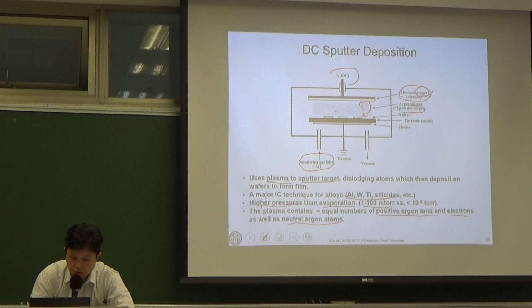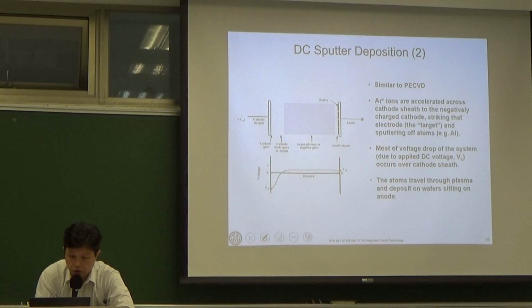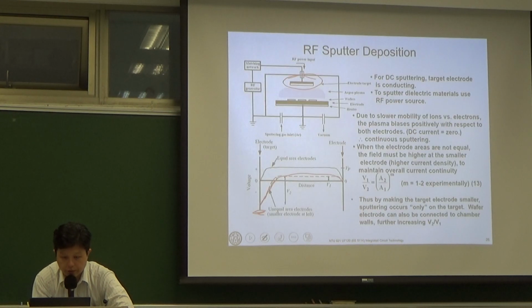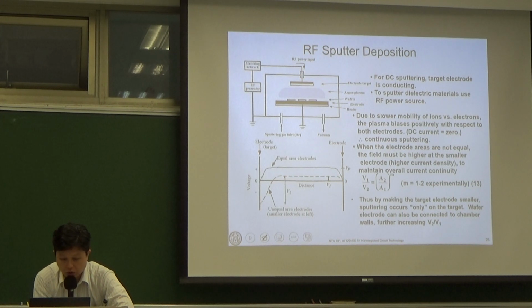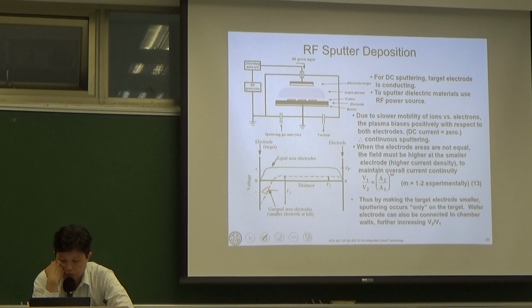and this dashed line is the same as what we see here in the DC sputter. So for the RF sputter, we need to have a smaller target electrode so that we can have our argon all sputtering on this target instead of sputtering on your wafer.